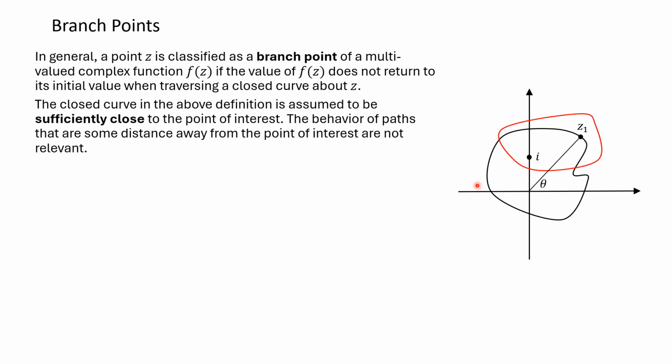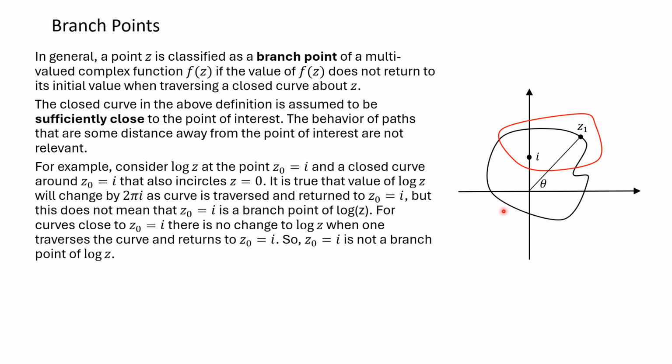In fact, if you pick any point other than the origin, you can always create a sufficiently closed curve where you would return to the same value. So we just have the one branch point for log z. We'll see some functions have more than one, but in this case we just have one. So what I just said is written here.